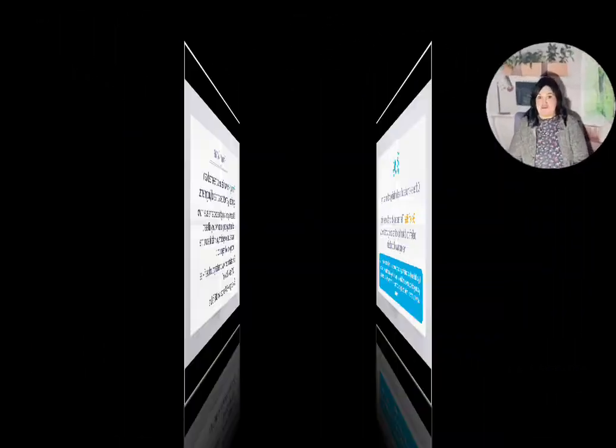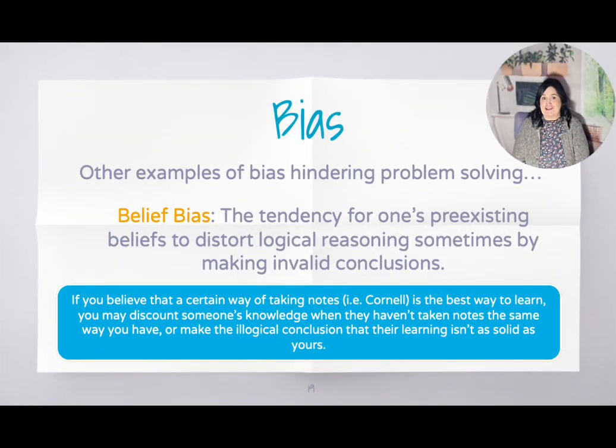Next up is belief bias and belief perseverance. Belief bias is the tendency for one's pre-existing beliefs to distort logical reasoning, sometimes by making invalid conclusions, and that you're so stuck on what your beliefs are that you're biasing your logical reasoning in other areas because you'd rather just stick with what you believe in.